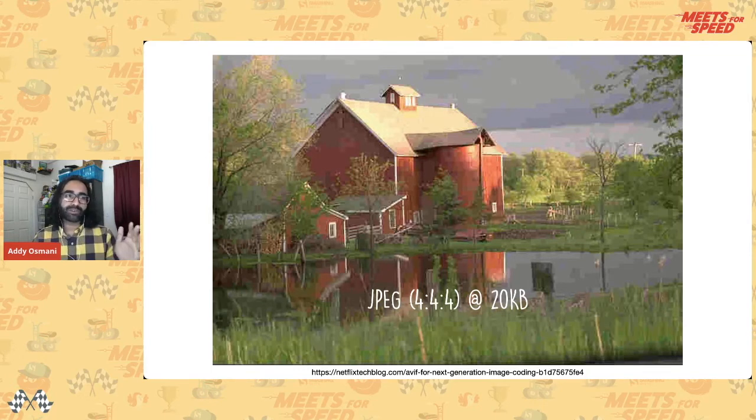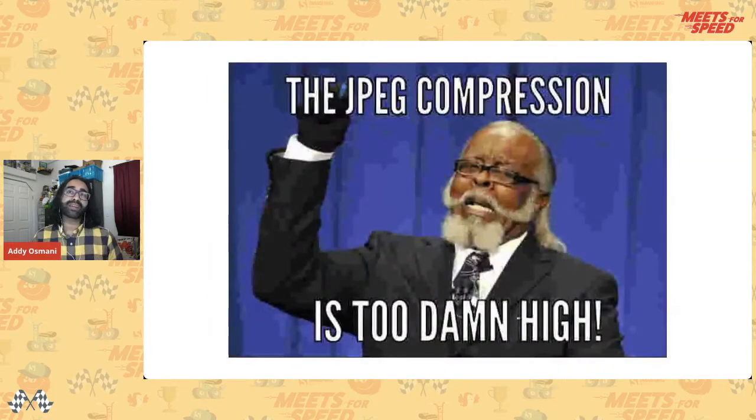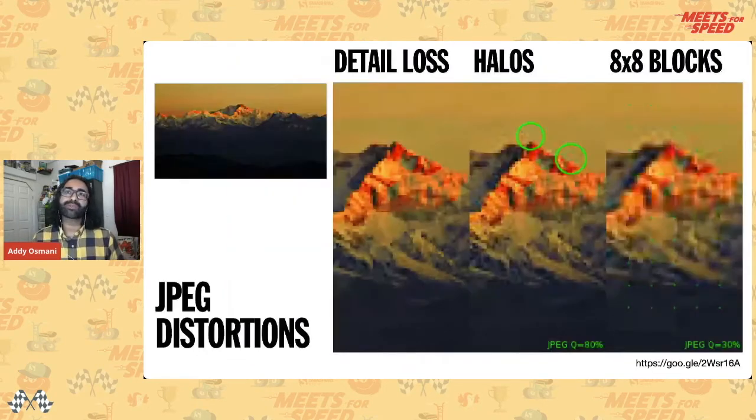Now, if you're really staring at this image and all of these blocks are causing some dizziness, I know what you're thinking. The JPEG compression is just too damn high. And it's true, but let's remember, we're trying to see how much value we can squeeze out of just 20 kilobytes. Now, in case you want to geek out on what these weird artifacts we're seeing are, JPEGs tend to introduce roughly 3 kinds of distortions.